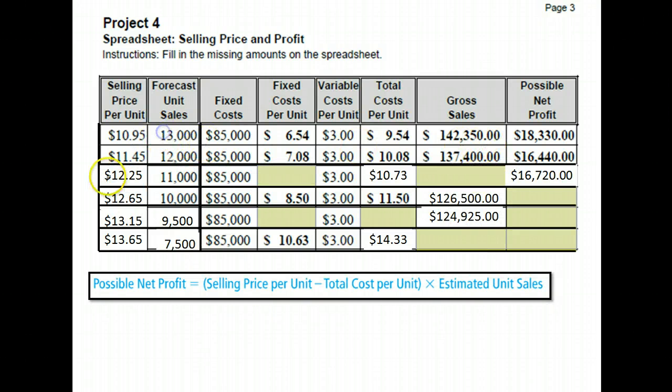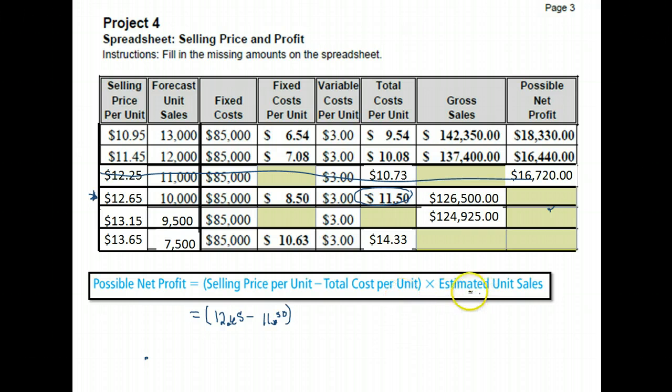Okay, so on the previous page we did this line. We're now on line 2. Line 2 has all the information except for our possible net profit. So we use our net profit formula, which says we're supposed to take the selling price. So what was the selling price of the item? It says $12.65. Minus the total cost per unit. Now make sure you use the right one. Here's our fixed cost per unit. Here's our variable cost per unit. We want to use the total cost per unit, which was $11.50.